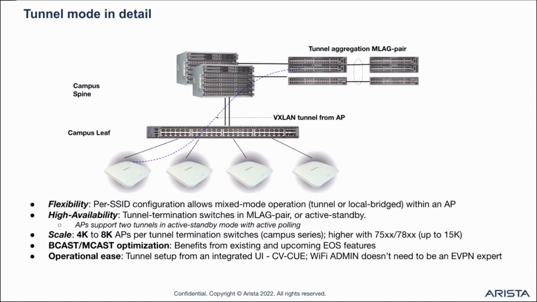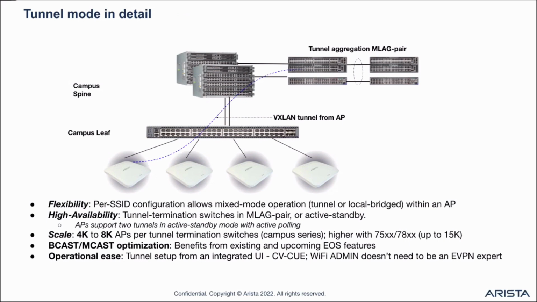Scale. On each tunnel aggregation switch, at the low end we support 4K APs, not 4K tunnels, 4K APs. So you can have 16 SSIDs per AP, no problem. There is no limit on VLANs, you can have as many as you want. It's just the number of APs. Going up to 8K, these are on the campus switches. But if you really want to go beyond that, we have what we call SAND or Jericho-based switches, which actually support that.